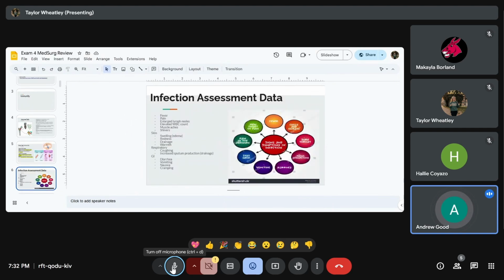Infection assessment data, these are just things good to know conceptually. There's no way of knowing whether it's going to be on your exam, but in some form, this will probably be on your exam. They may give you a patient and their symptoms. They may come in with fever, enlarged lymph nodes, high white blood cell counts. If they had a skin infection, they'll have redness, drainage, warmth, swelling. Respiratory, they'll be coughing, with sputum production. GI, it's diarrhea, vomiting, nausea, cramping. All of that indicates infection. If you're given a symptom that is related to infection, think of interventions and things to go with infection.